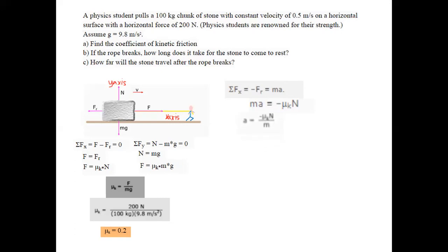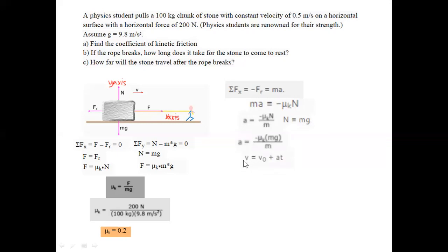And solving for the acceleration, this gives us the following new form of the equation: acceleration is equal to negative kinetic friction coefficient times normal force all over the mass of the block. But normal force is equal to mass times gravity. And if we substitute this into our previous equation, our acceleration now becomes the kinetic friction coefficient times mass times gravity all over our mass, and the mass cancels out.